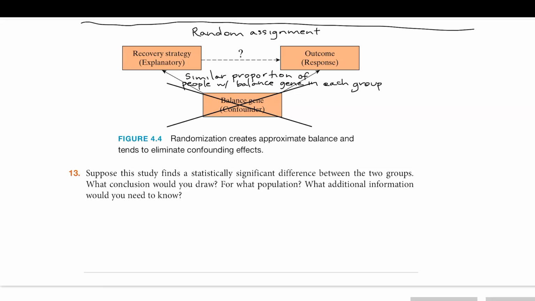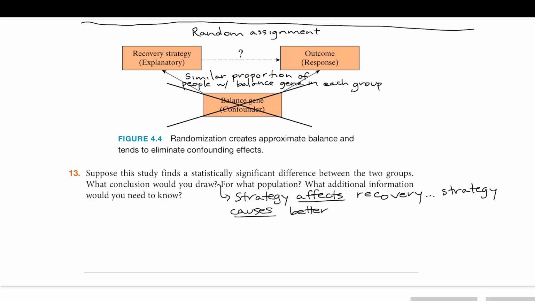Okay, so number 13 says, suppose the study finds a statistically significant difference between the two groups. What conclusion would you draw? Right, that the strategy affects the response, recovery. The strategy then, whichever one had a higher proportion of recoveries, causes better recovery. So we can draw that cause and effect conclusion. Now it also asks for what population. Maybe I'll do that in a different color.